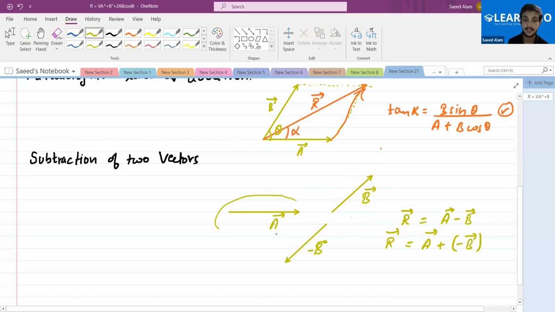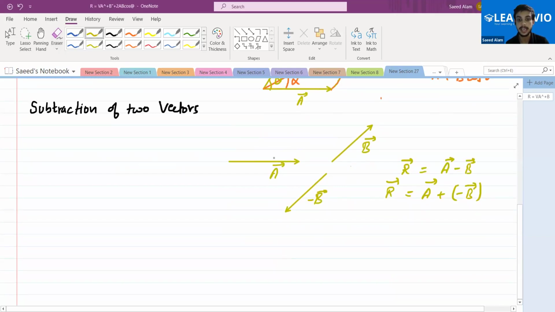You have to add just this vector and this vector. Is this clear to you? What are we going to do? We are going to add a and minus b. So how are we going to do it?